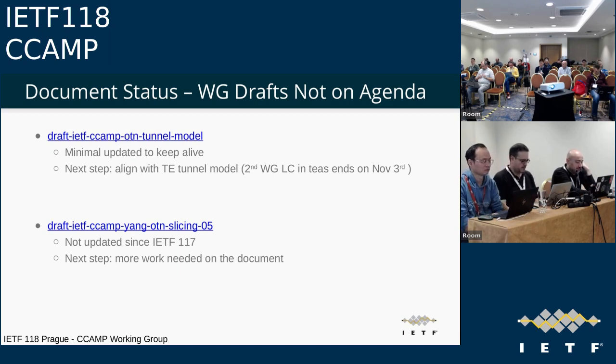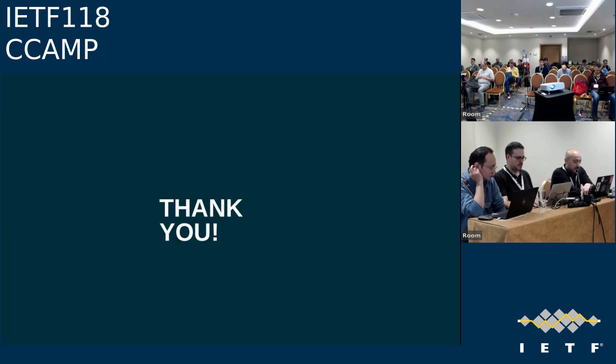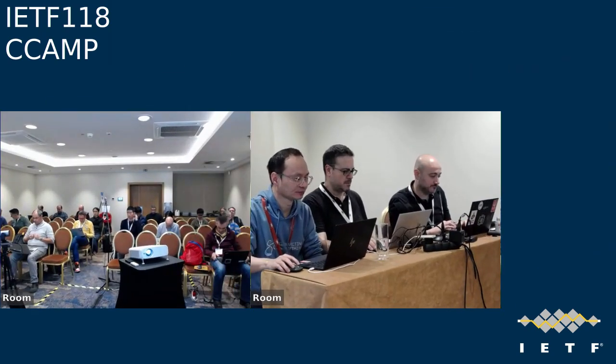Then the OTN tunnel model. We need to do a better alignment with the TE tunnel model. The TE tunnel model is another dependency that has been there for a while. There is a second working group last call going on in TEAS to progress this document. It should have ended a few days ago, so also this dependency is resolved. The OTN slicing is another pretty stable document which has strong dependencies on TEAS. That's it. Let's jump directly to the next presentation.